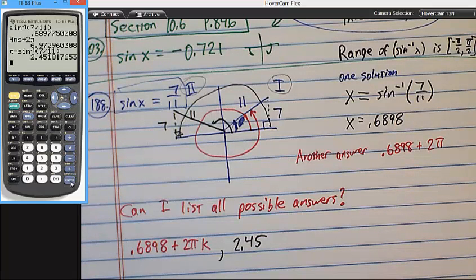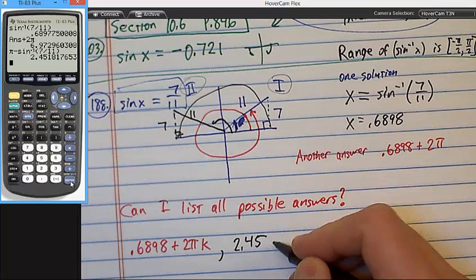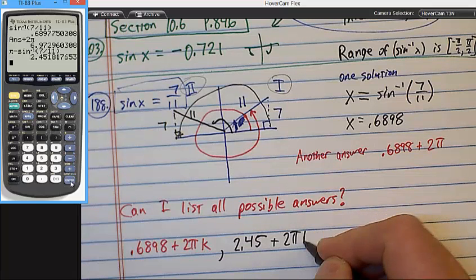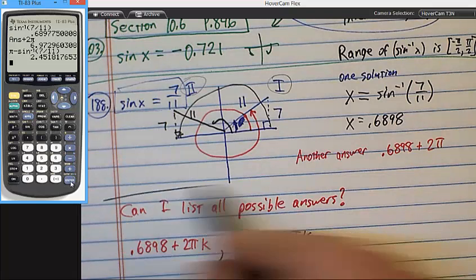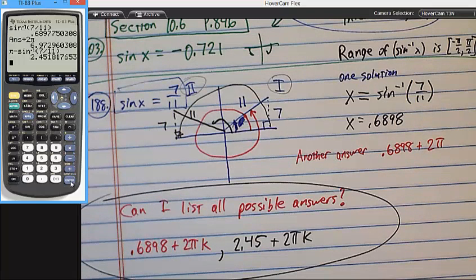And then I may as well put plus 2 pi k, because if I were to start spinning my wheels in the second quadrant, I'll get all the possible answers. So there's all the possible answers for problem 188.